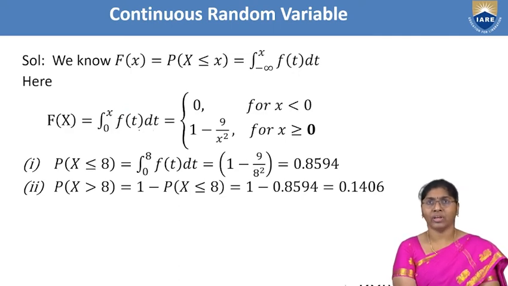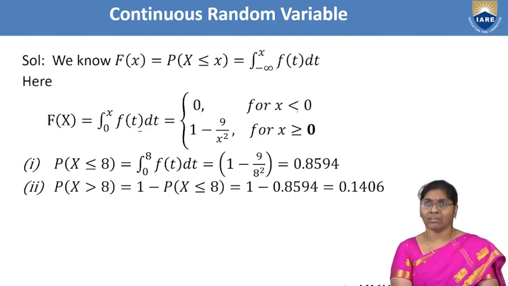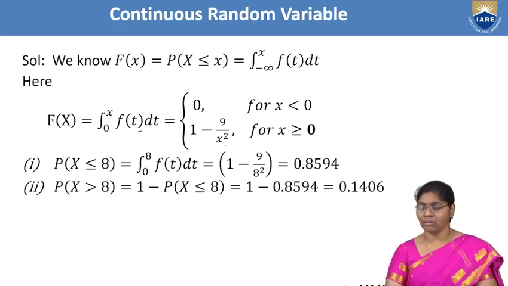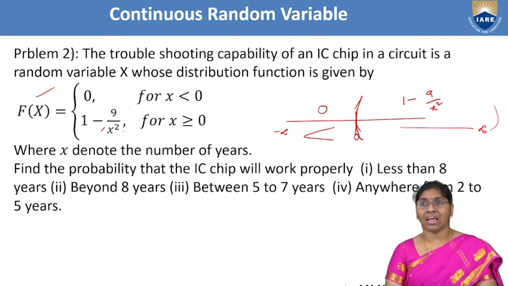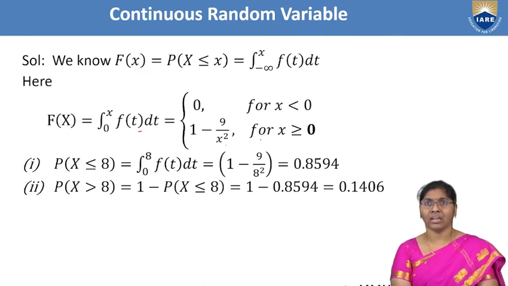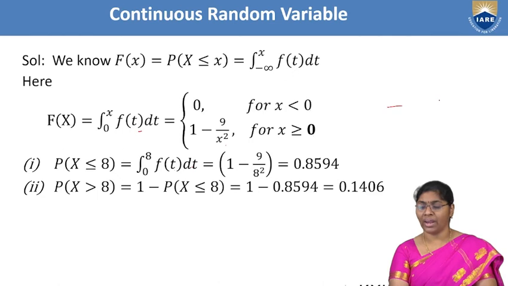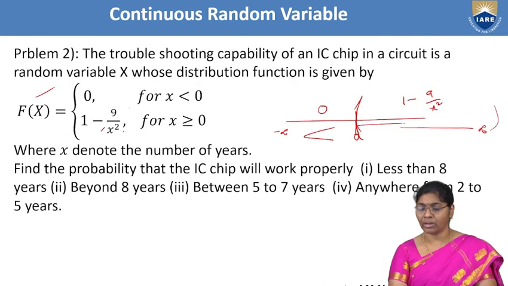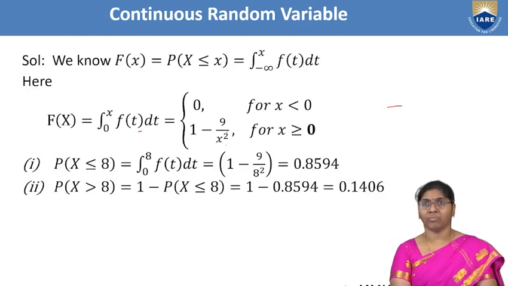In between, we are using t. Now, the arrangement is: for x less than 0 it is 0, and for x greater than or equal to 0 it is 1 minus 9 by x square. The first part is the in-between value. First, we consider less than 8. Integral 0 to 8 of f of t dt gives the probability of less than 8. That is the 0 to 8 condition, so we are considering 1 minus 9 by x square.